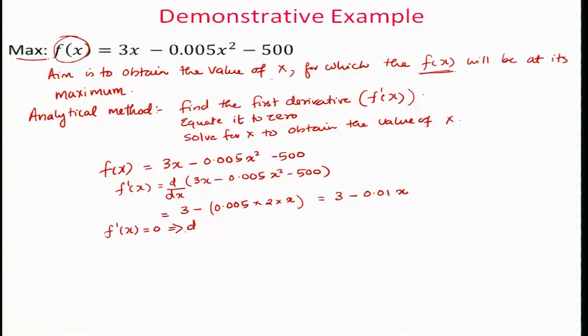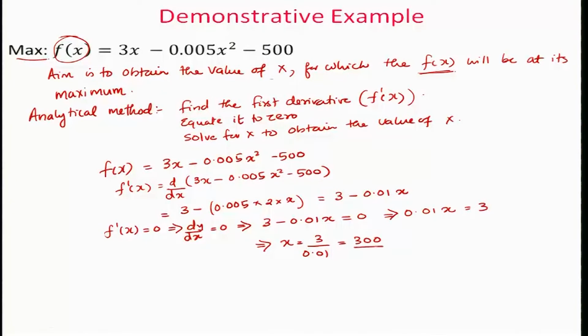Now, you set f dash x, the first derivative, equal to 0, which implies dy by dx is set to 0, which implies 3 minus 0.01 x should be equated to 0. That gives 0.01 x is equal to 3, which implies x is equal to 3 divided by 0.01, or equal to 300. So, the analytical method tells that at x equal to 300, f of x will be at the maximum value.